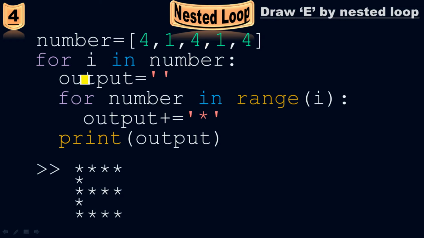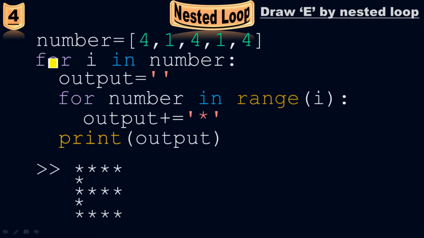So for the outer loop, output equals to nothing. It is empty space. And then we add another inner loop for number in range of I. Put colons, press enter button. Your new line will start from here. Now put output plus equals to asterisk. And then the print function, print of output. We put one loop inside another loop, therefore we call it nested loop.